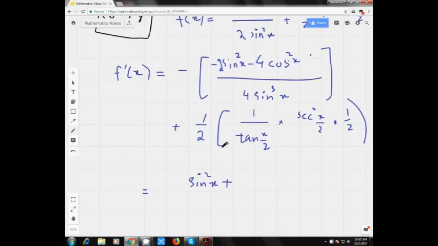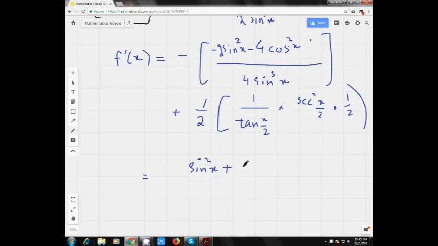You have to take 2 common and you would get cos square x plus sine square x plus 2 cos square x divided by 4 sine cube x. So 4 is cancelled with the top 2. The 2 that was taken common from here, minus 2 actually, becomes plus 2, and it cancels with the 4 in the denominator and it makes it 2 times sine cube x.